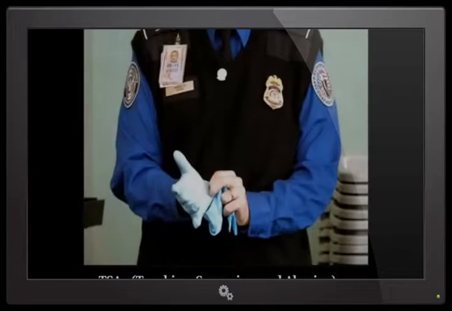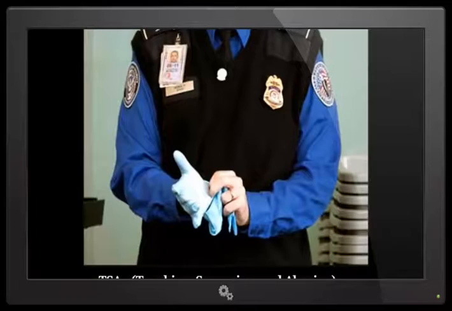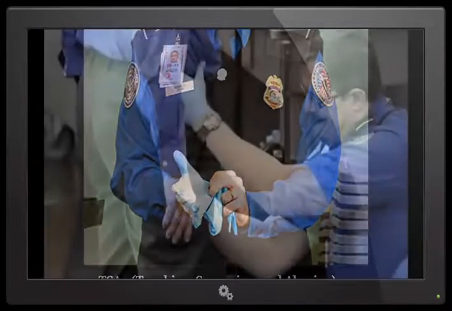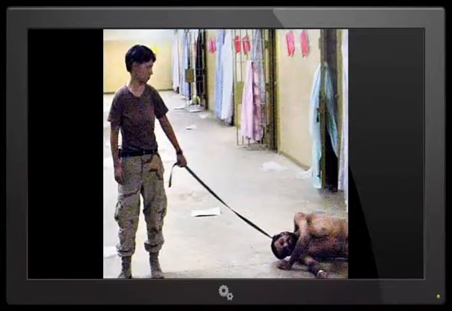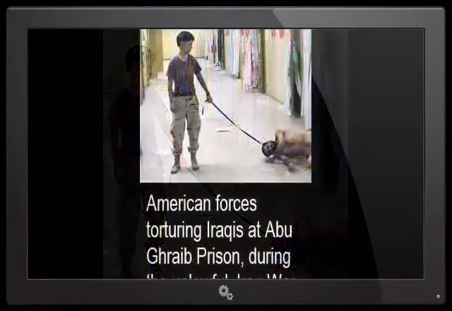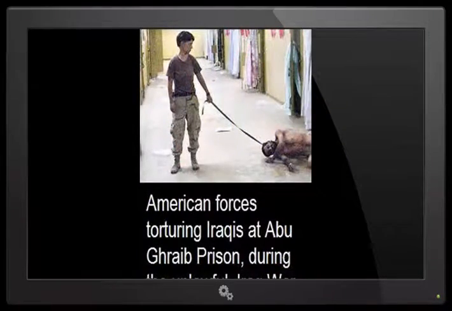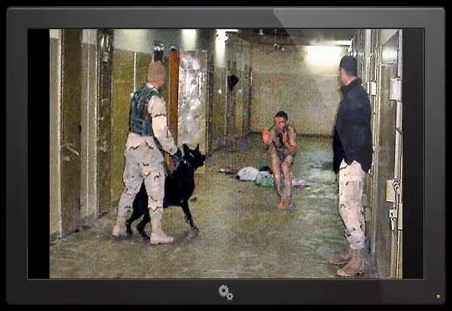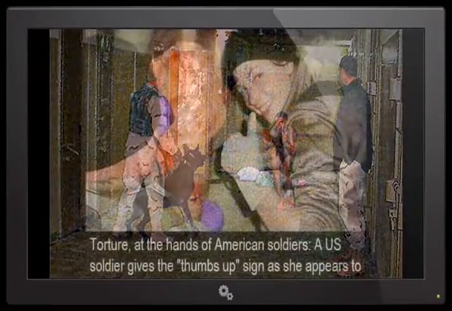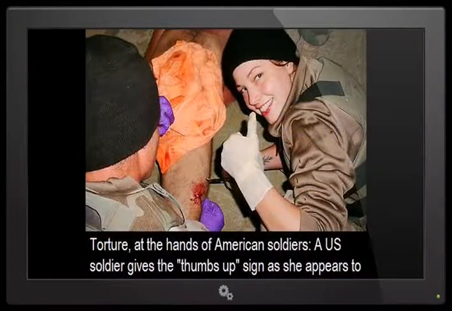When the TSA touches your genitalia, they have been instructed to do so. This is part of demoralizing you. You saw it in the Iraq War when they had men on leashes like dogs. The U.S. military demoralized them in order to conquer them, to enslave them, and take their oil. And it was Donald Rumsfeld who gave the order to do this.